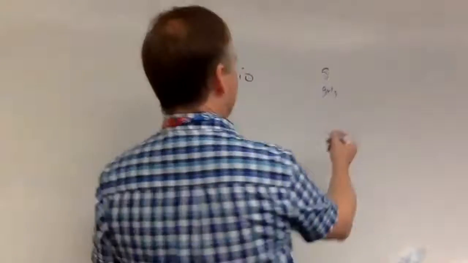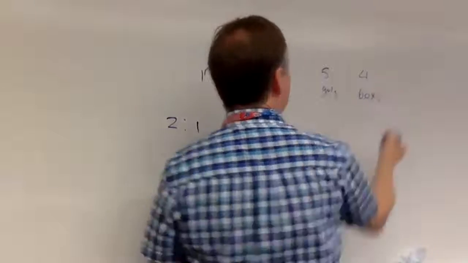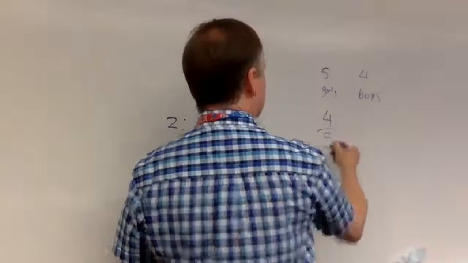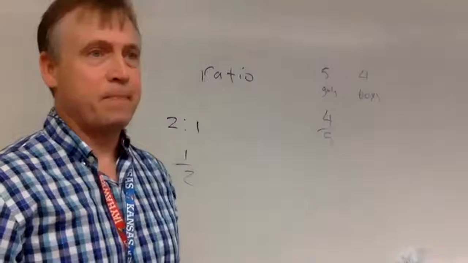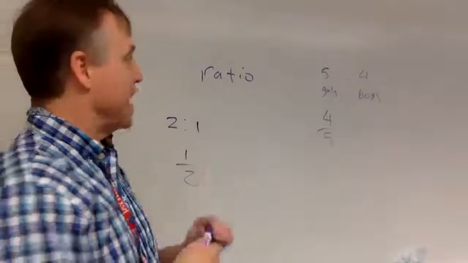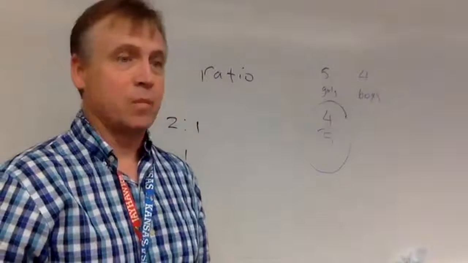Can you guys see that? I'm writing kind of small. There are 4 boys, okay? So that's a ratio, and we can write that as a fraction, 4/5. That's the whole idea of rational numbers. Rational numbers can be written as a fraction, okay?